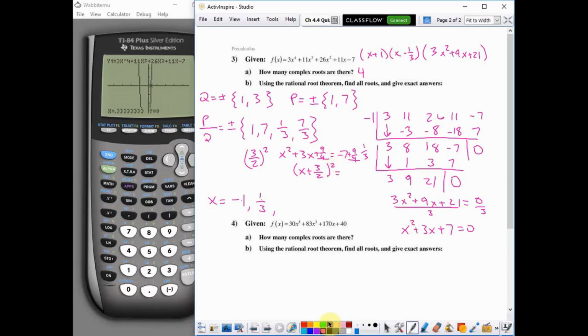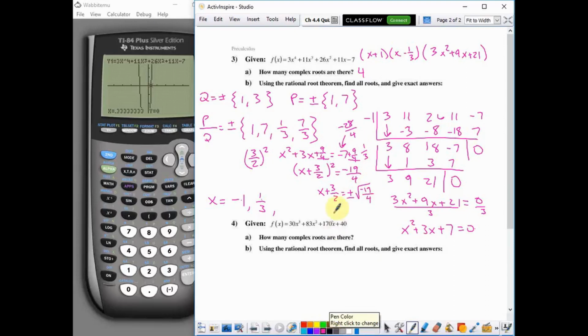And negative 7 plus 9 fourths. 7 times 4 is 28, so this is the same as negative 28 fourths plus 9 fourths. And that's going to be negative 19 fourths. Okay, so a square root of both sides. x plus 3 halves equals plus or minus the square root of negative 19 over 4.